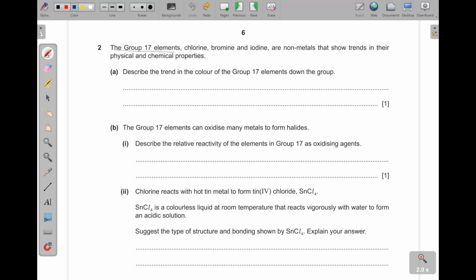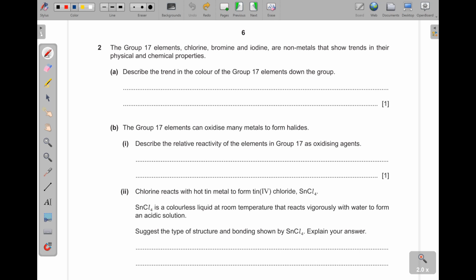Question 2. The group 17 elements, chlorine, bromine, and iodine, are non-metals that show trends in their physical and chemical properties. Part A, describe the trend in the color of group 17 elements down the group. Of course, these colors get darker.